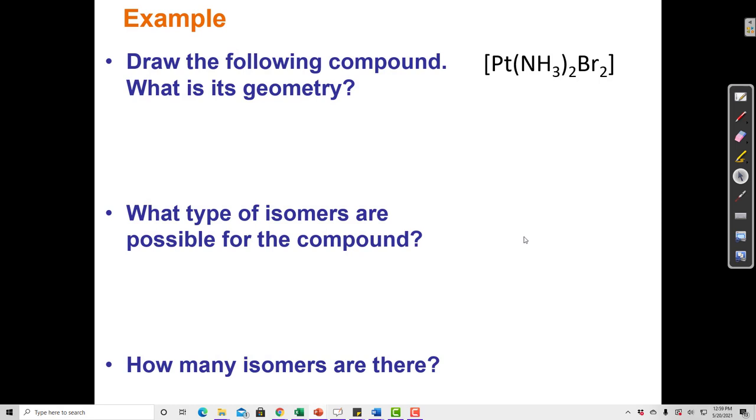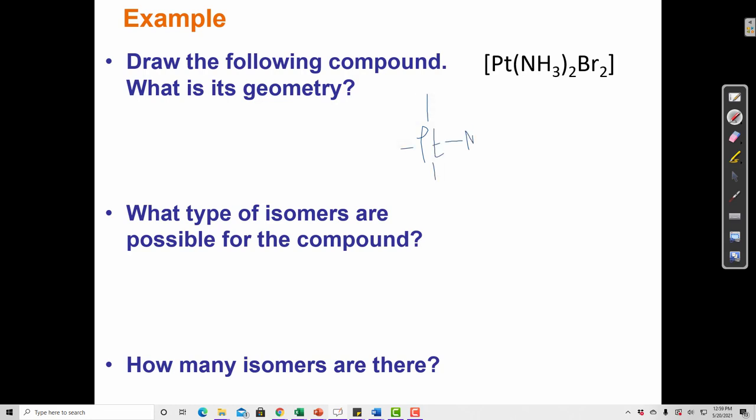All right, let's look at this last one. Platinum, 2 NH3, 2 Br. All right, so at first glance, this looks very similar. Pt. We have 4 ligands, NH3. This does not have linkage isomerism. It can only bond from the N. So it might be square planar because I have 4, or it might be tetrahedral because I have 4. I need more information. I have to look at the electron configuration of the metal atom.